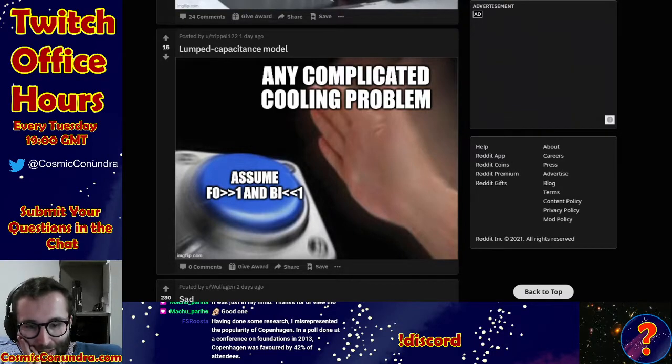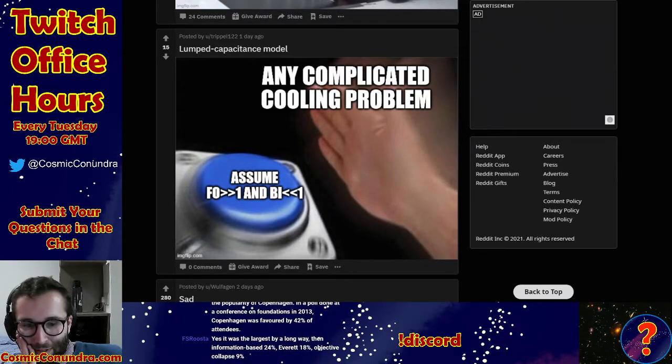Any complicated coupling problem. Assume FO is much, much greater than 1 and BI. I don't know what FO and BI are there. Lumped capacitance model. Oh, cooling problem. I thought it said coupling problem. Yeah, I'm not sure what these specific terms mean, actually.